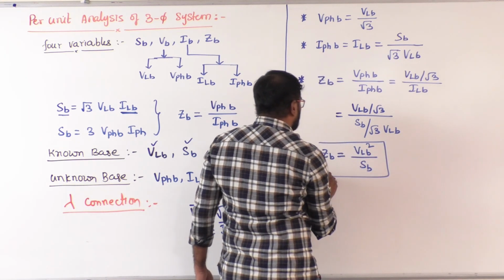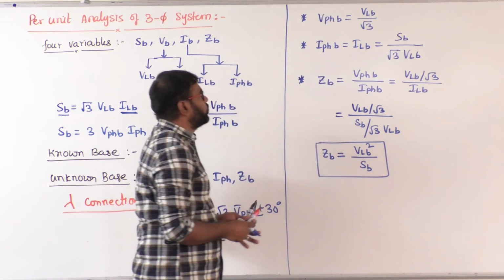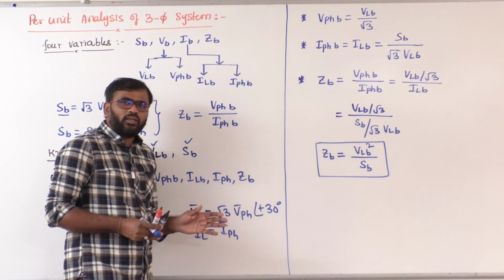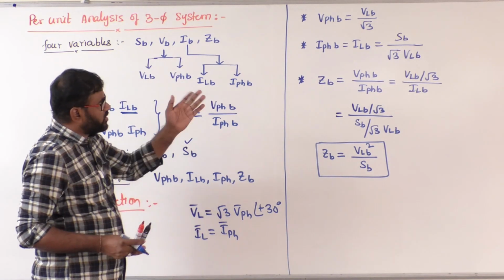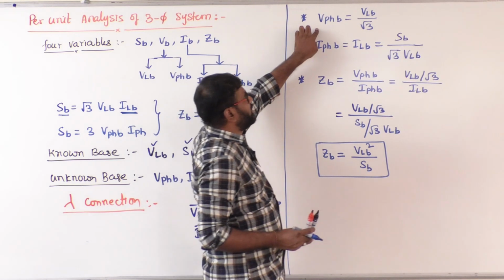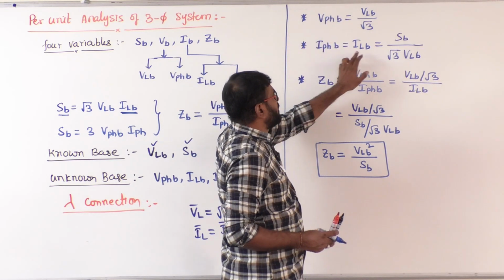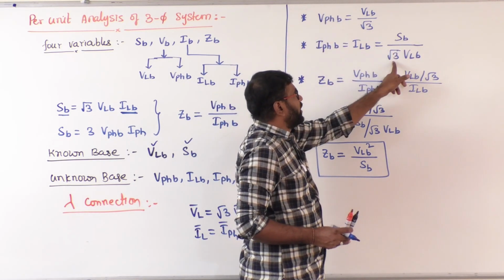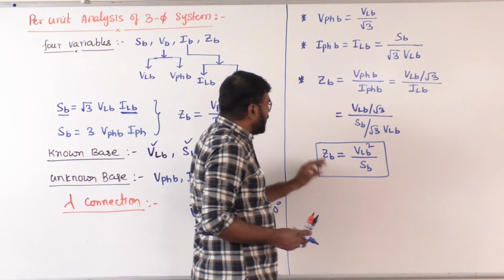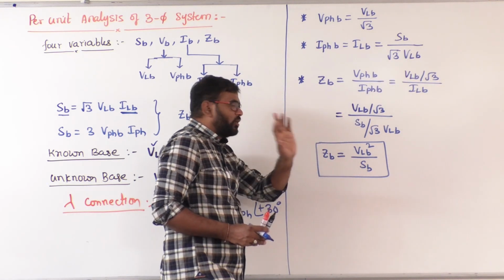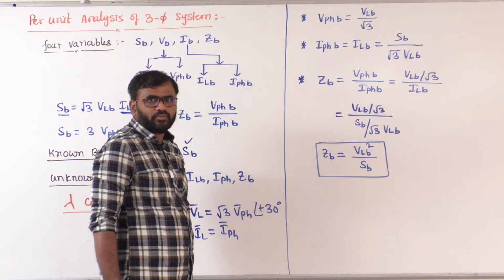Now this is for star connection. So we defined the remaining 4 variables in terms of known variables. V phase base is V line base by root 3. I phase base, I line base, equal to what? S base by root 3 times V line base, and Z base is V line base square by S base.